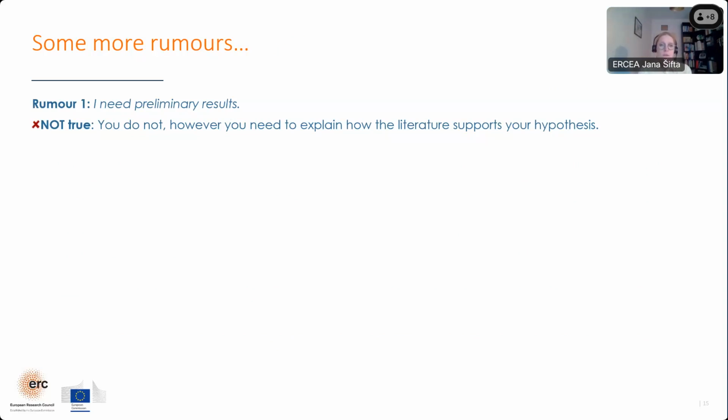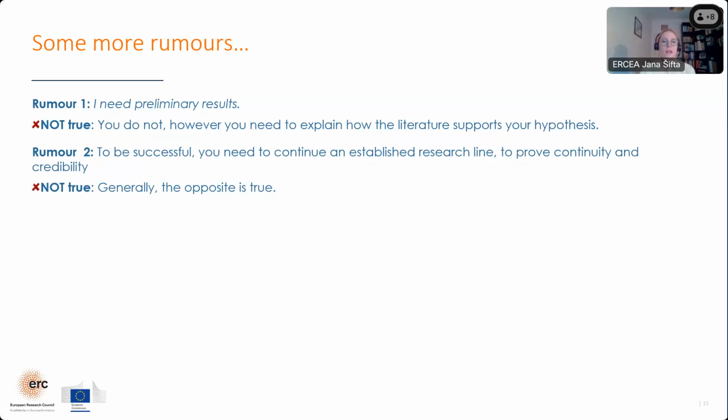But what is maybe more important is to show that you really built your hypothesis well. So there is literature that supports your hypothesis or contradicts your hypothesis. It is really very important to build your proposal on a quality literature review. And also, to be successful, you need to continue an established research line to prove continuity and credibility.